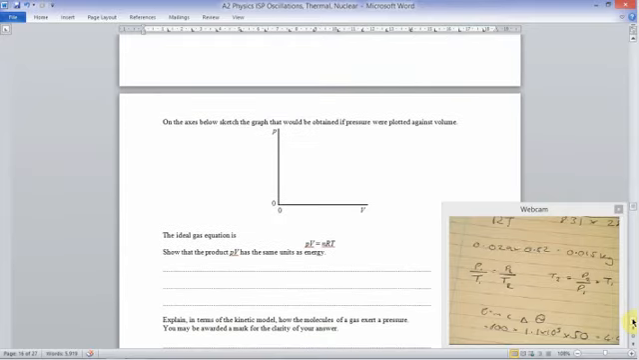On the axes below, sketch a graph that would be obtained if pressure was plotted against volume. So it'll be going the other way. Okay, it'll be going the other way. So have a negative gradient.